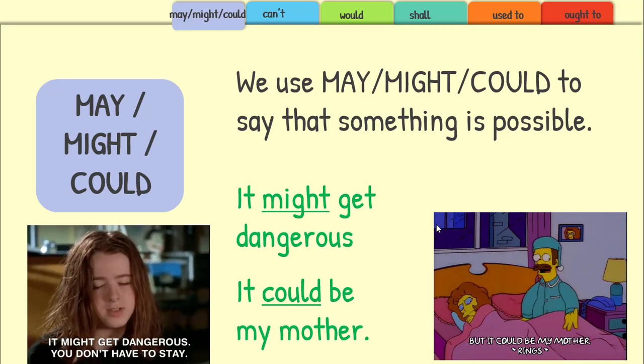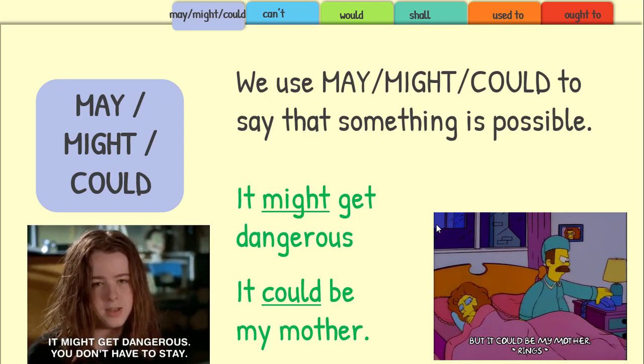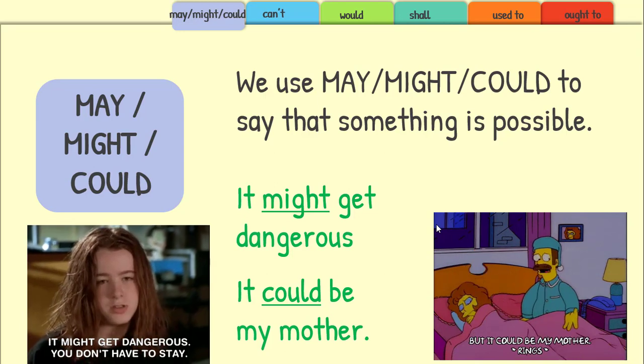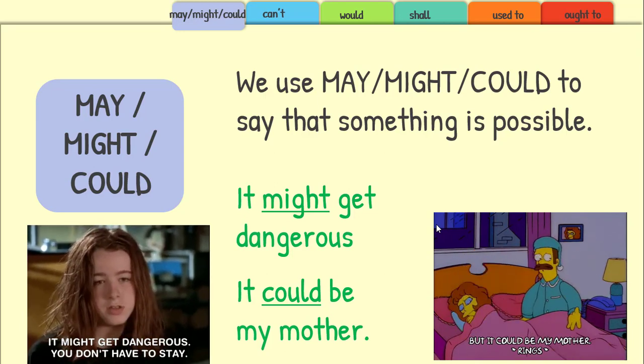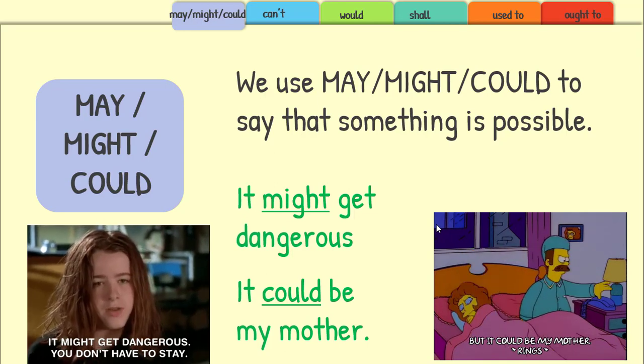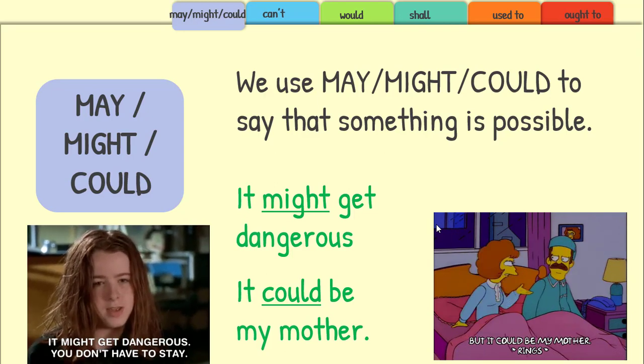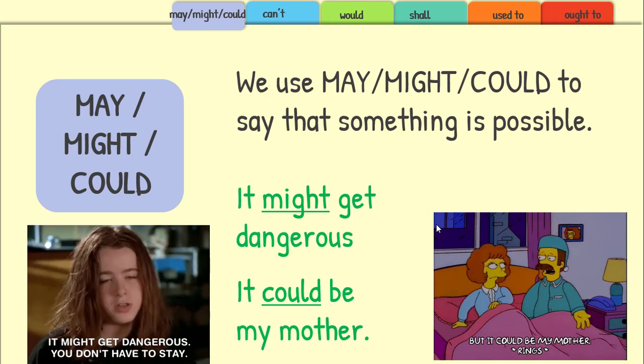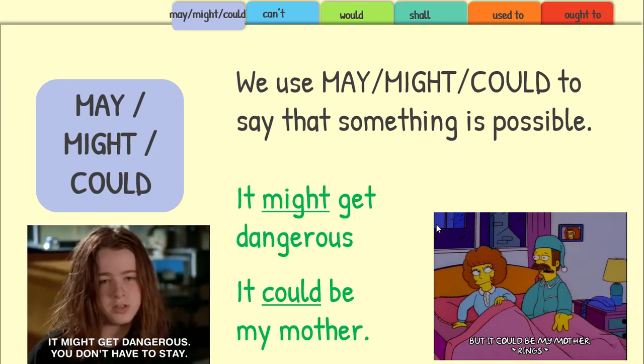We use may, might, or could to say that something is possible. Look at the girl. She says, it might get dangerous. I mean, it's a possibility. And Flanders, he's going to answer the phone. He says, it could be my mother.